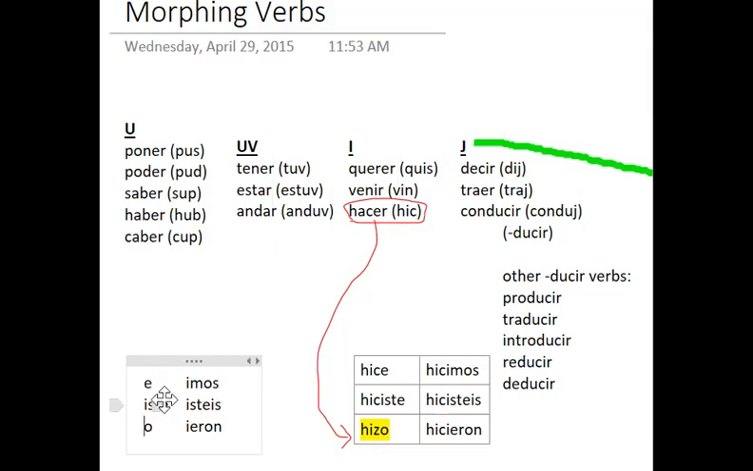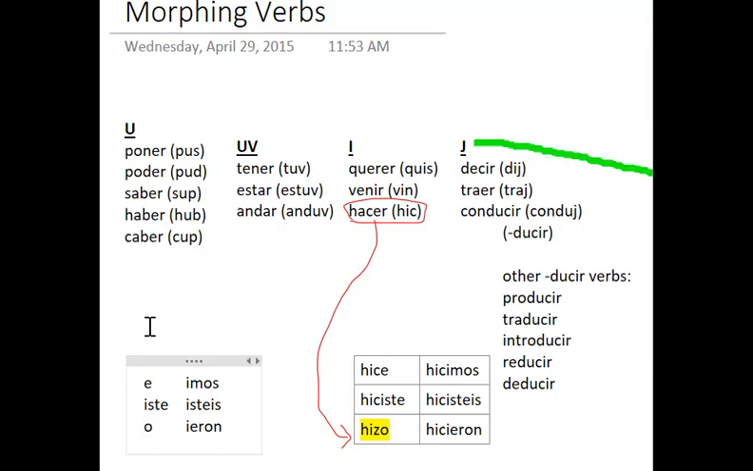Now let me continue on. We've got imos, isteis, and ieron. Now those endings are the same ones we had for ER and IR verbs. They're one and the same. So even though we might have a couple AR verbs in here, we're still going to use these endings. It doesn't matter. Remember, AR, ER, IR doesn't mean anything with morpheme verbs. You just have to recognize that it's a morpheme verb. And if it's a morpheme verb, then we're going to use this chart right here. And you can ignore the AR, ER, IR charts that you've learned before.